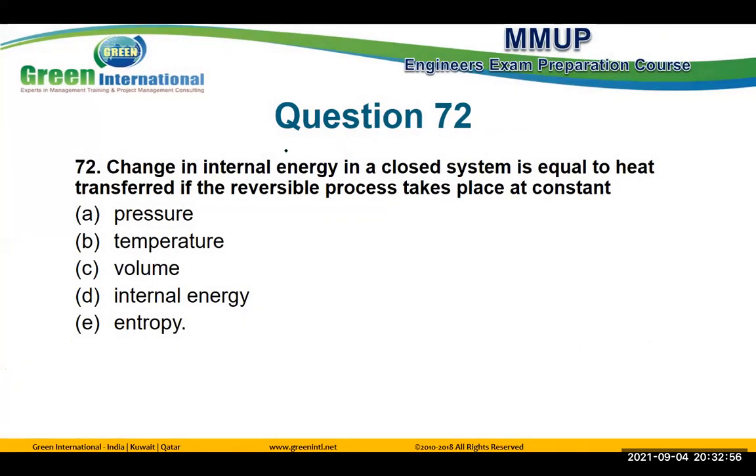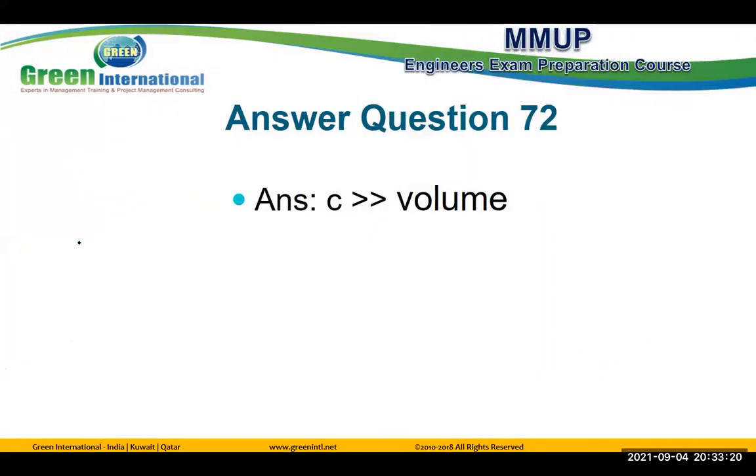Change in internal energy in a closed system is equal to heat transfer if a reversible process takes place at constant volume. Internal energy goes with constant volume.